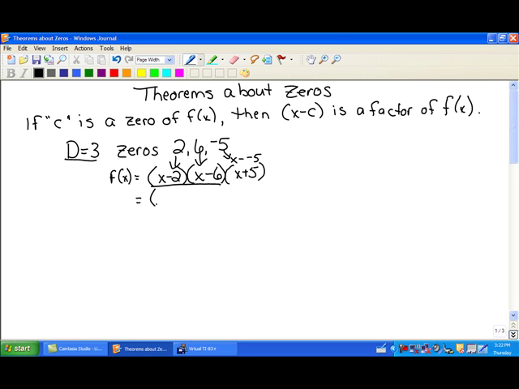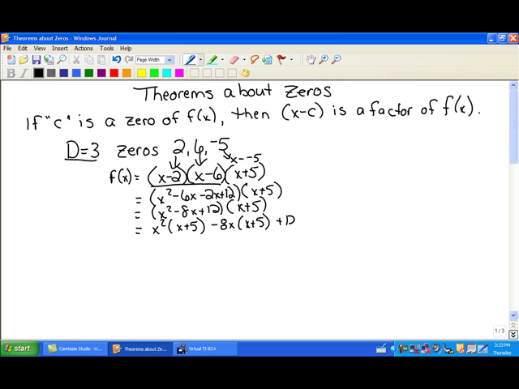The first two will give us x squared minus 6x minus 2x plus 12, still times the x plus 5. Or cleaning that first part up, we'll have x squared minus 8x plus 12 times the x plus 5. At this point, we have a trinomial times a binomial, so everything in the first parentheses has to be multiplied by the second parentheses. We'll do the x squared times the x plus 5, the negative 8x times the x plus 5, and the positive 12 times the x plus 5.